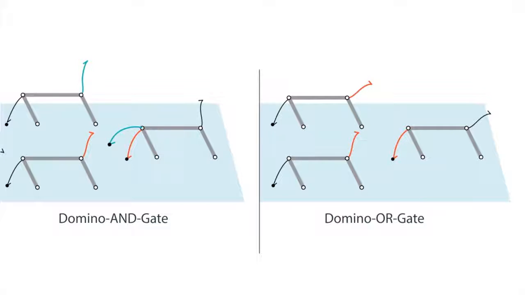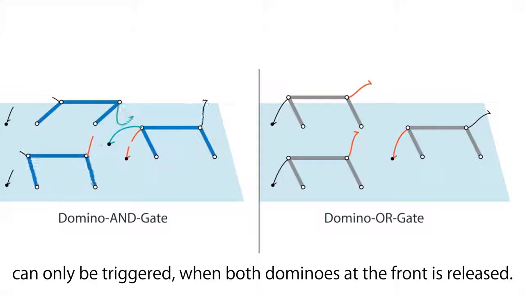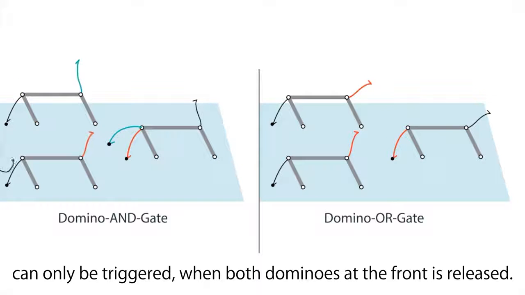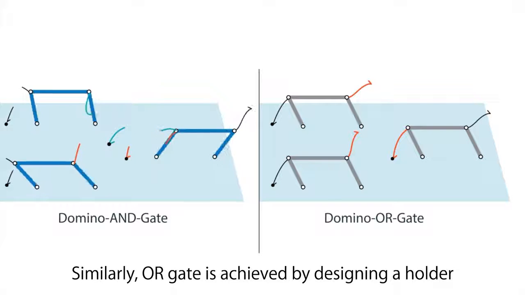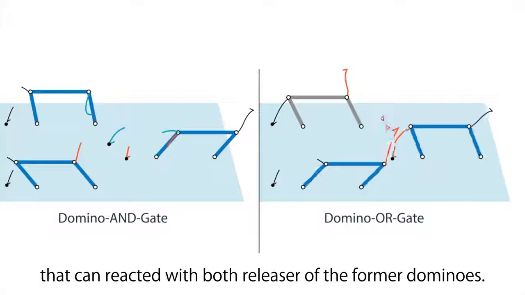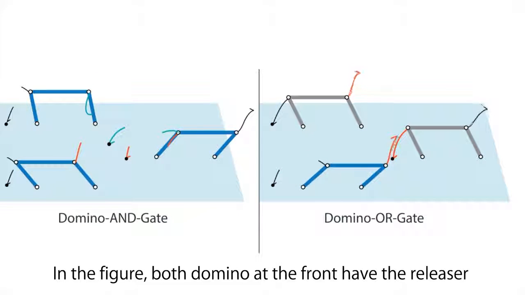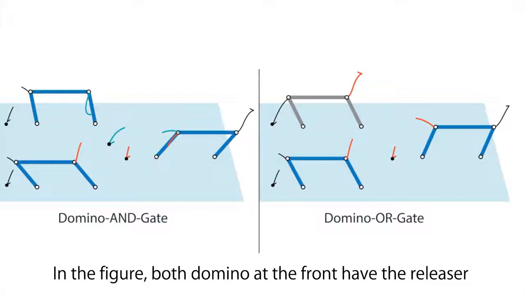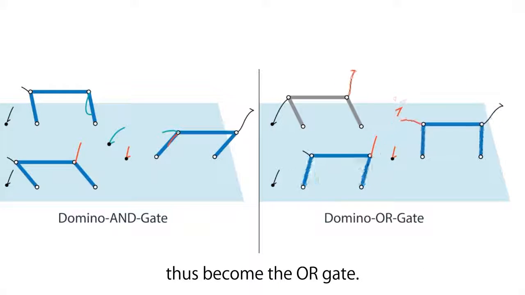How? Please explain. Firstly, the AND gate. As we can see here, this domino can only be triggered when both dominoes at the front are released, which is exactly the same as the function of an AND gate. Similarly, an OR gate is achieved by designing a holder that can react with both releasers of the former dominoes. In this figure, both dominoes at the front have a releaser that can completely react with the holder of the following domino, thus becoming the OR gate.